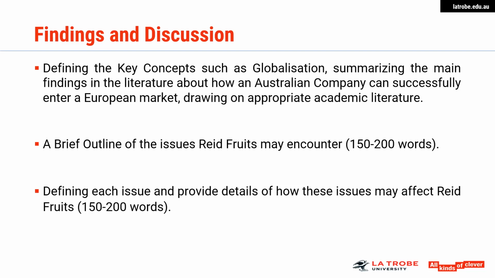So if after you've done this, you're at, say, 180 words, then don't add words for the sake of adding words. If you've explained things succinctly, then move on to the next section. That would be defining what each of those issues are. Again, use the academic literature to find some definitions of that, or draw some definitions from the textbook. Outline what those issues are, and then provide some details about how the issues actually affect Reed Fruits here in Australia. So again, about 150 to 200 words would be an appropriate amount of words to spend on that section.